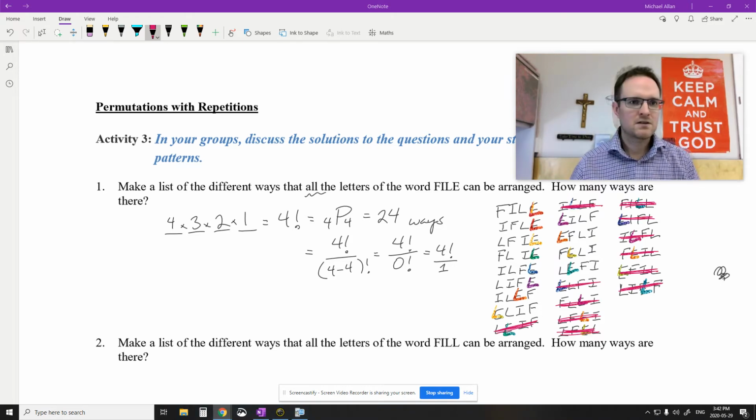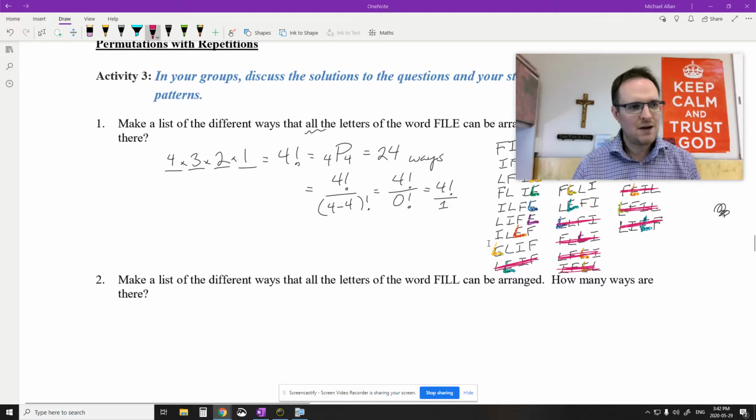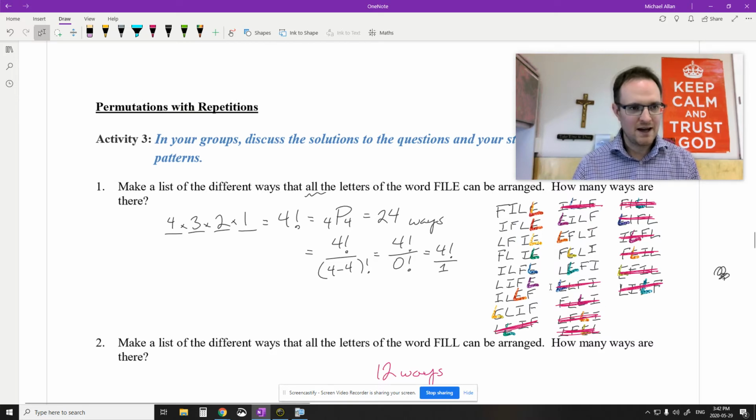Okay. So I've gone through and you notice I crossed off half of the numbers. So how many ways are there? That's technically 12 ways. Okay. Just by crossing this off. So you can see that I've crossed off half.